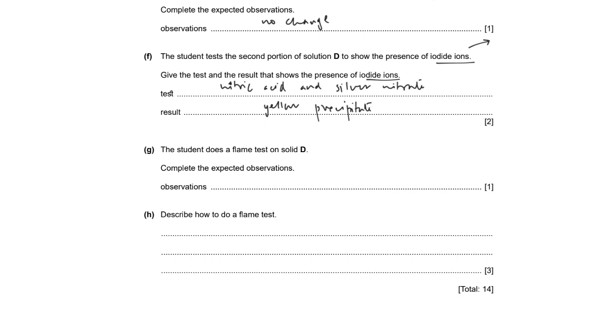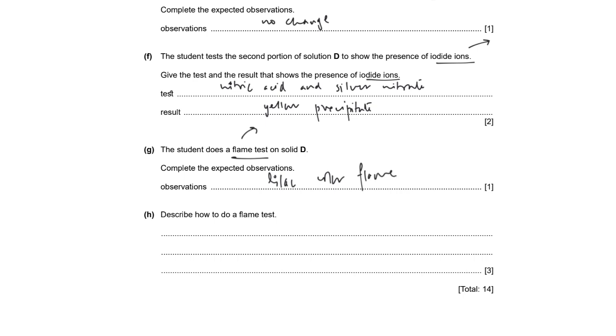The student does a flame test on solid D. It's potassium iodide. So flame tests are basically done on metal ions. Complete the expected observations. So potassium produces a lilac color. Okay, potassium produces a lilac colored flame.